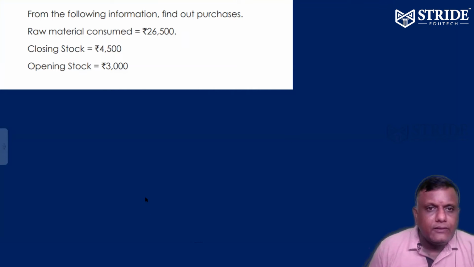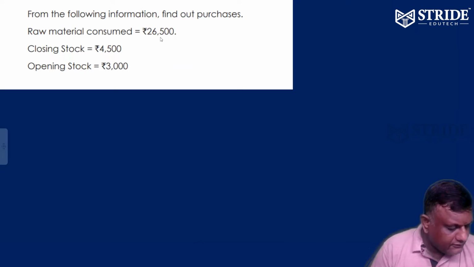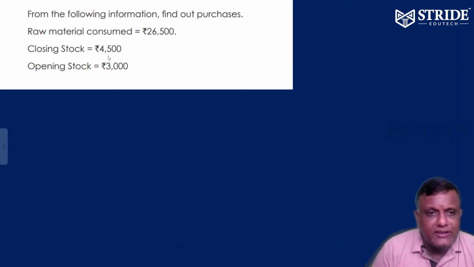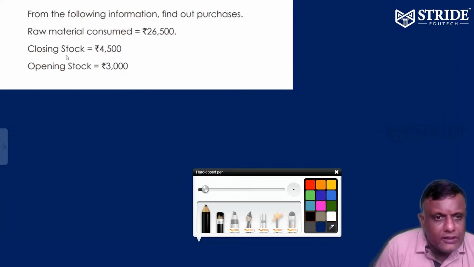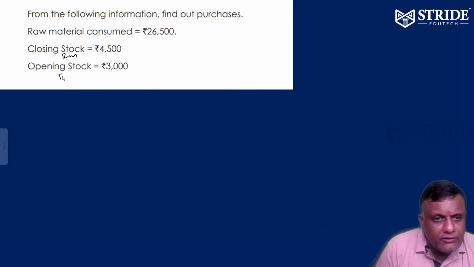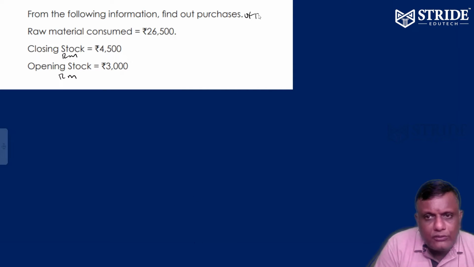Okay. Let's see. From the following information, find out the purchases. Raw material consumed 26,500. Closing stock 4,500. Opening stock 3,000. Find the purchases. This is closing stock of raw material. This is opening stock of raw material. This is raw material consumed. Find out the purchase of raw material.